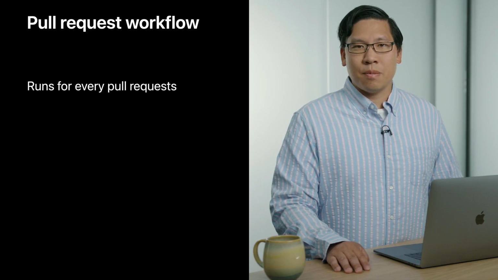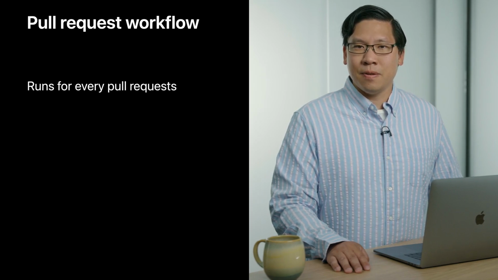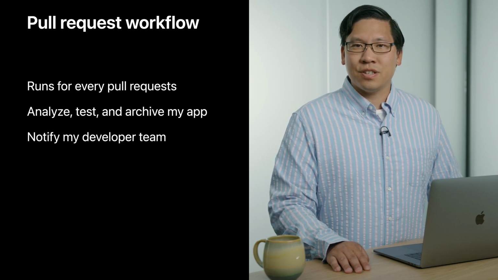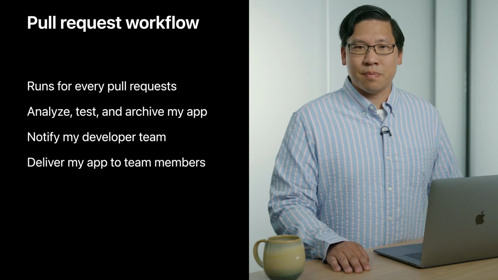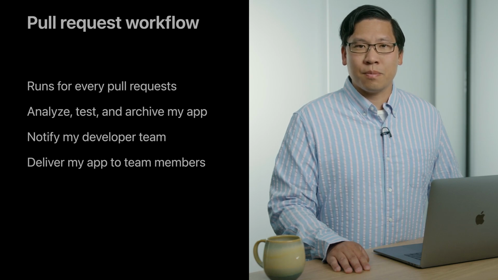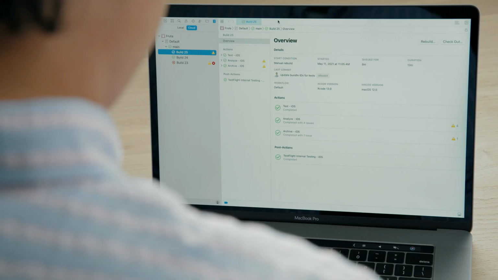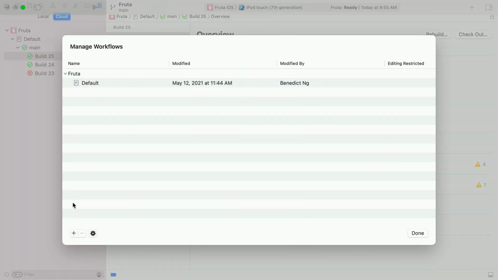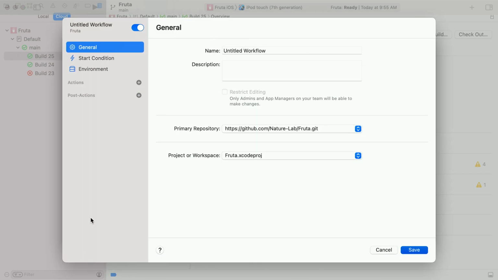I'd like it to run every time a pull request is created by anyone on my team, analyze, test, and archive my app, notify my team when a pull request build finishes, and deliver a version of my app to members of my team so they can test out the features before they're merged into our main integration branch. Creating a workflow is easy to do. Onto the product menu, I can go to Manage Workflows, click Plus, and select my app. This will bring up a new workflow editor.